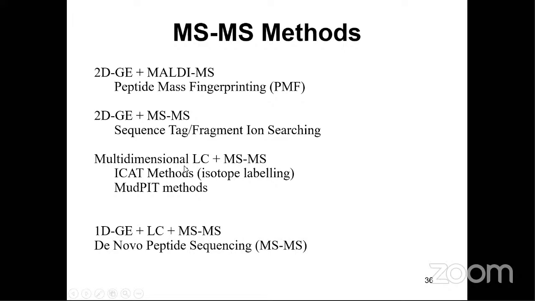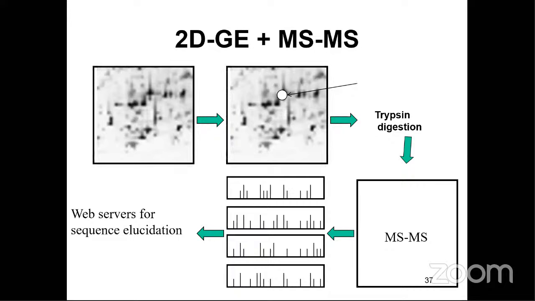We can go for multidimensional, LC plus MSMS. Then we can even go for 1D gel followed by LC MSMS. So these MSMS techniques are very good if one is interested in sequencing, whereas if you are interested in just peptide fingerprinting, then MALDI is good enough. Typically, with the 2D gel, you take a spot and do a trypsin digestion and then go to MSMS. This is typically how you will get the various mass spectra. Then we go to some web server software tools and try to identify what the possible proteins are in this sample taken from the 2D gel. This is the flowchart of the activities.